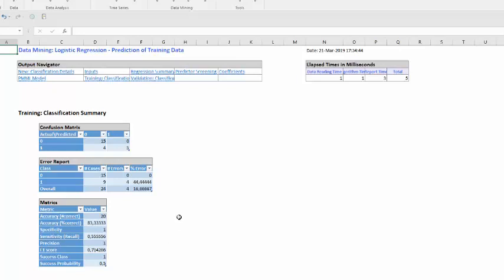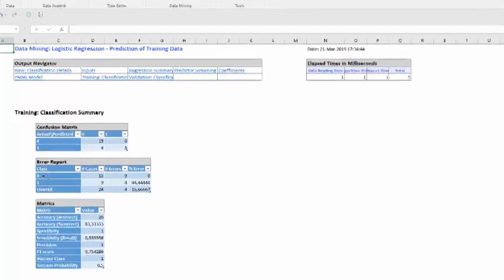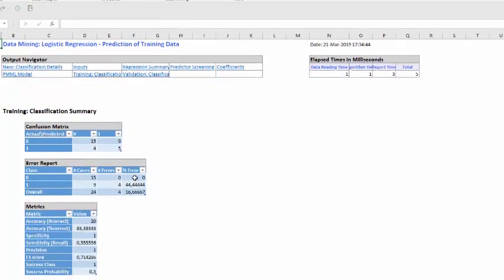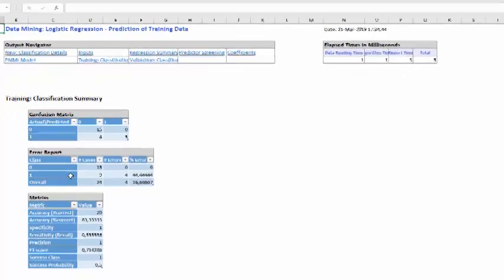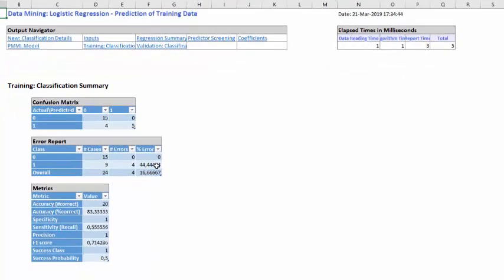These are the results for the classification for the training set. In the training set, I had 24 observations. And we have the class 0 error rate of 0%, the class 1 error rate of 44.44%, for an overall error rate of 16.67%. The matrix here will summarize all this information.